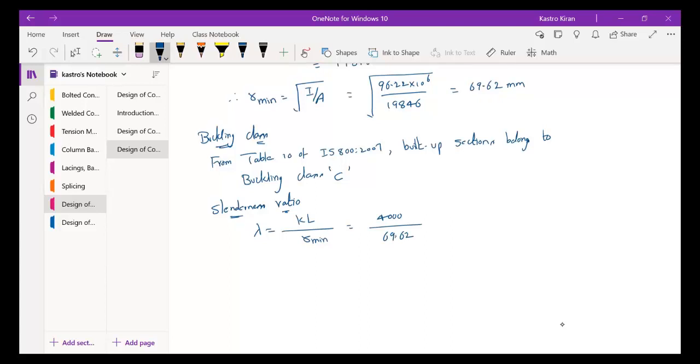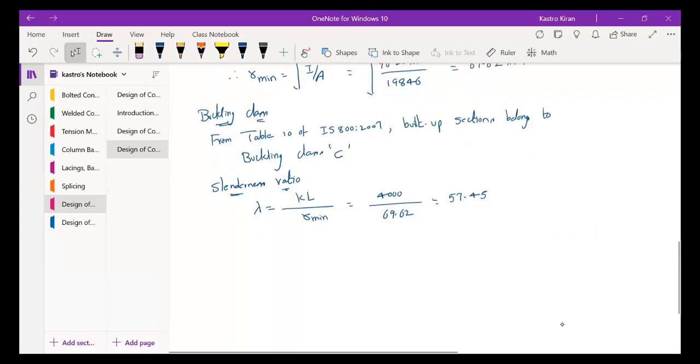Remember, R minimum is the value calculated from this formula, that is under root I by A. So if you solve for this one, you will be getting the lambda value as 57.45. Right? Now, since it belongs to buckling class C, which table are you going to use? You have to use table 9C in order to find out the value of FCD.